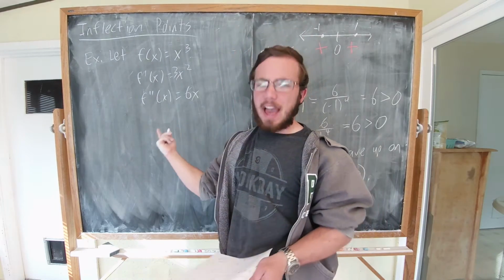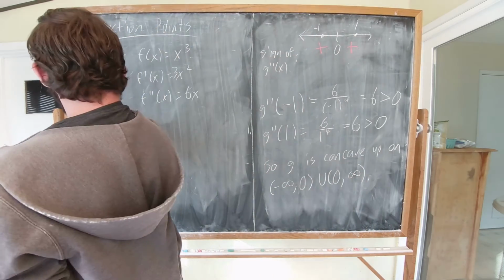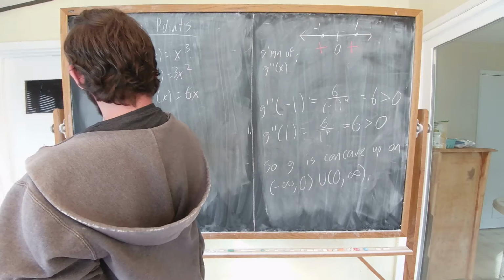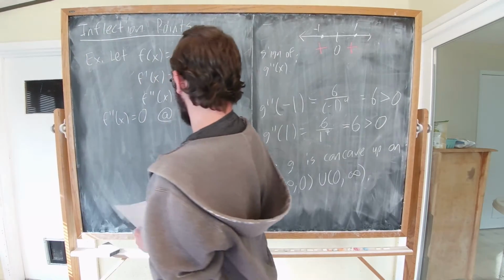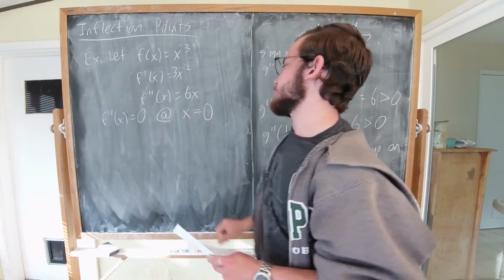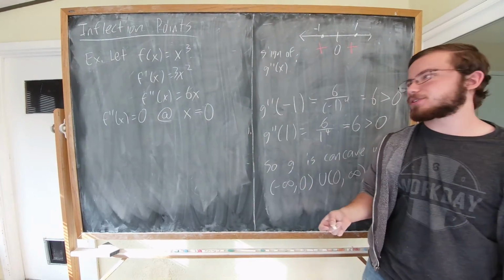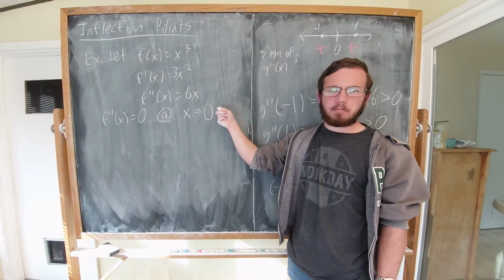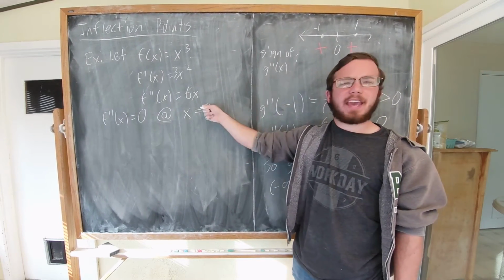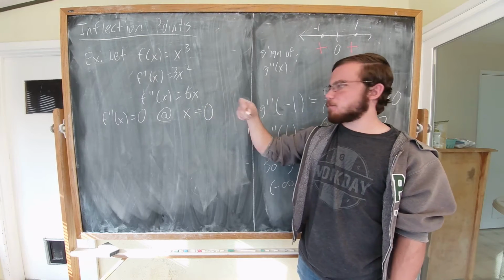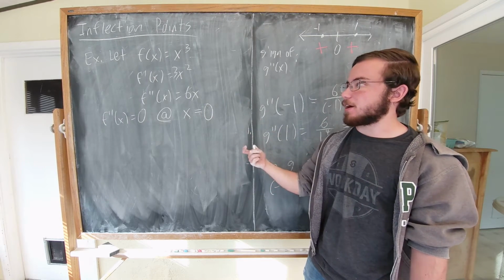So let's note that f double prime of x equals 0 at x equals 0 and nowhere else, right? So that's all well and good, all and simple. Why do we care about this point and the second derivative being equal to 0 there?